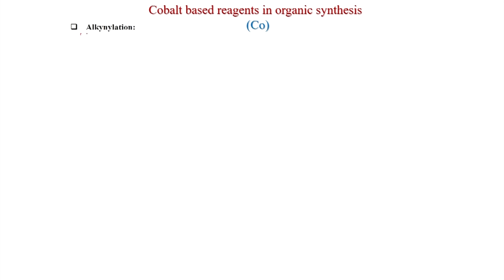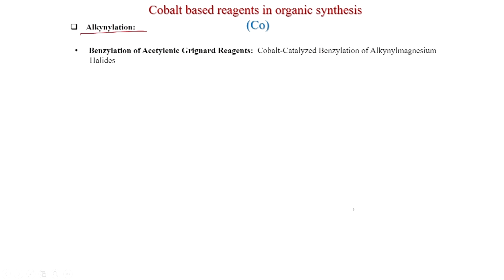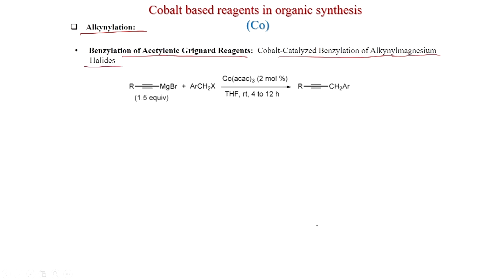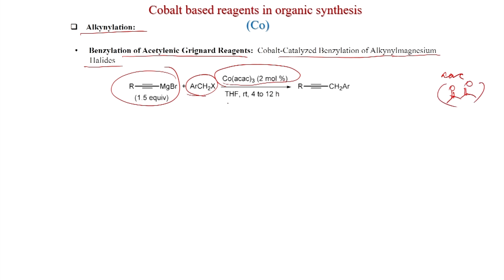Now, we will discuss alkylation, benzylation of acetylenic Grignard reagents, cobalt catalyzed benzylation of alkynyl magnesium halides. So, here alkynyl magnesium bromide is there, ArCH2X with cobalt acetylacetonate, Co(acac)2 2 mole percent, THF room temperature 4 to 12 hours, you get this product. So, this is the carbon carbon bond formed, that is the benzylation. So, benzylation happens.